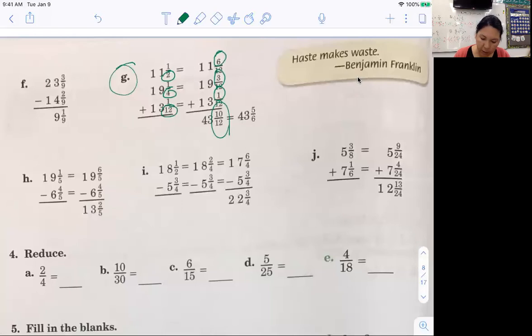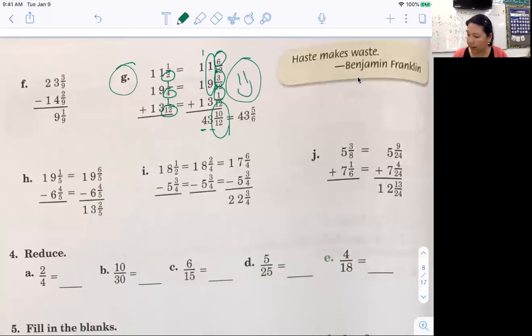Let's see if they added this right. 9 plus 1 is 10. 10 plus 3 is 13. Carry my 1. Okay, so 43 is right. Oh, and then look, they even reduced. They divided by 2. So is 43 and 5/6 correct? Yes, I'm going to put a smiley face.